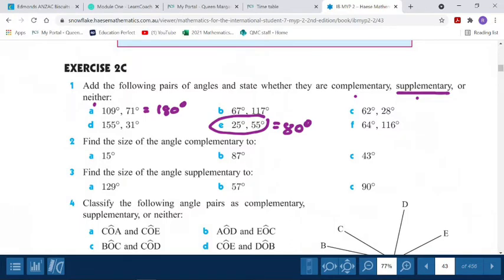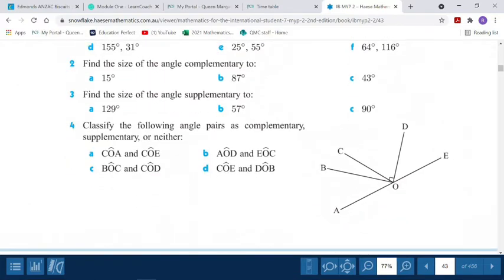Look at 2A. Find the size of the angle complementary to 15 degrees. Complementary means how many degrees? 90. So 90 minus 15 equals 75 degrees. Is that all good?